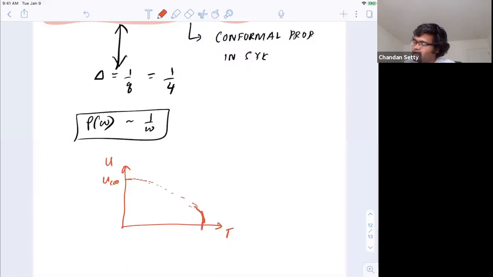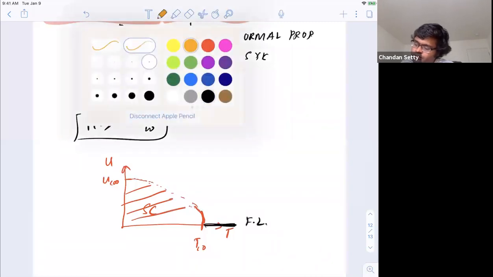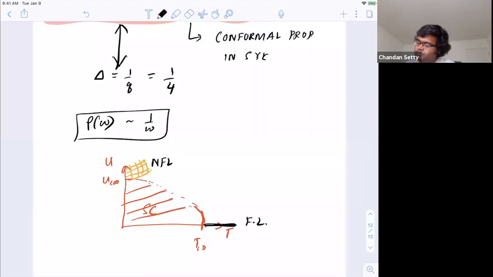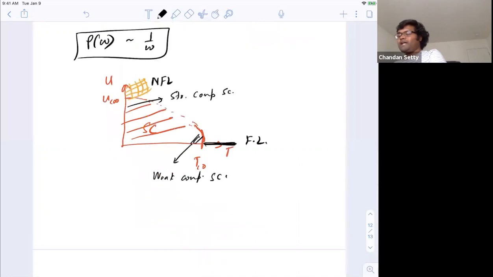So you have some critical temperature at U equal to 0, TC zero, so this is a superconductor. This region here is the Fermi liquid because U is equal to 0. And this region here is the non-Fermi liquid. Okay, which means that the superconductor that is close to the non-Fermi liquid is a strong coupling superconductor, and this would be a weak coupling superconductor. Okay, so that's the basic punchline of the talk.